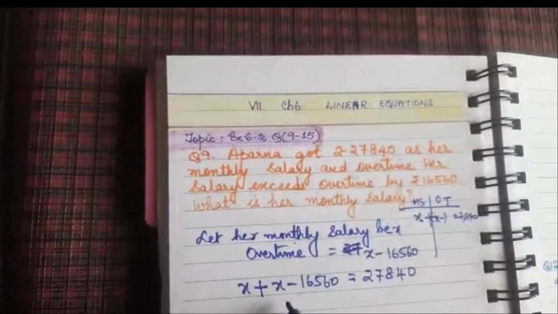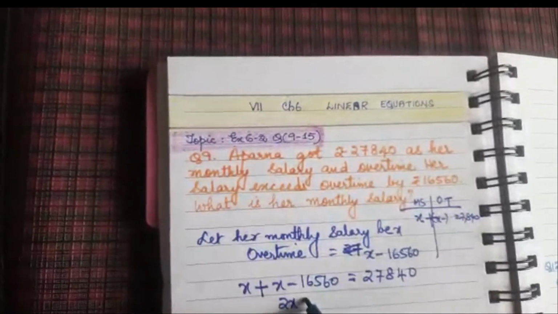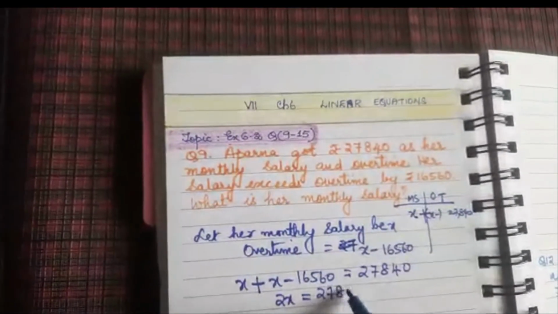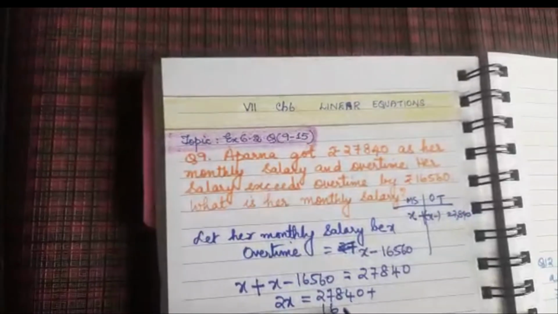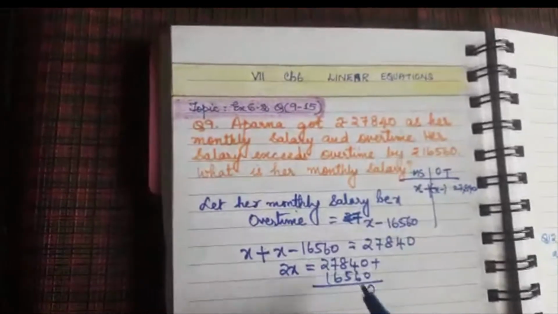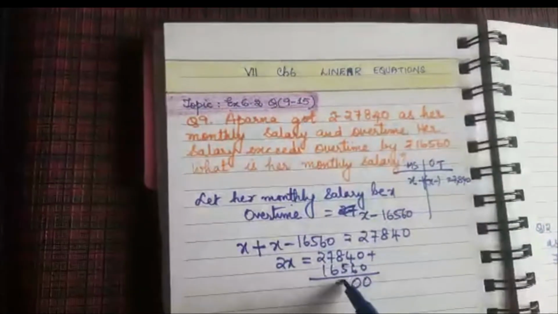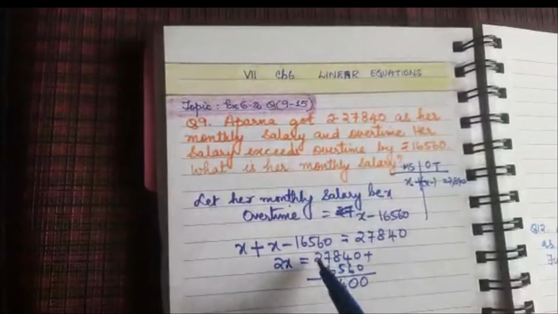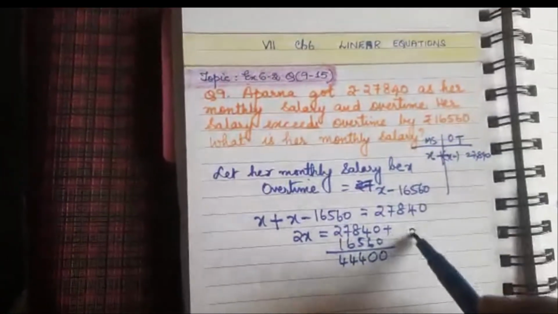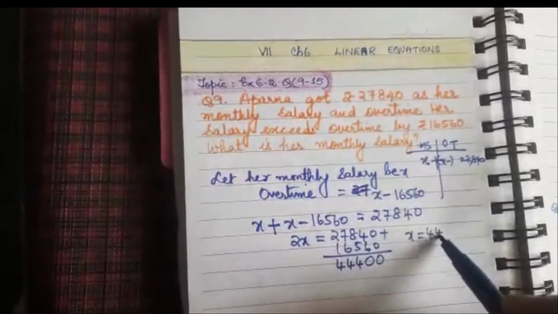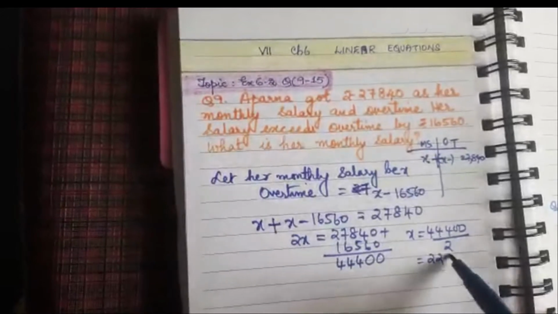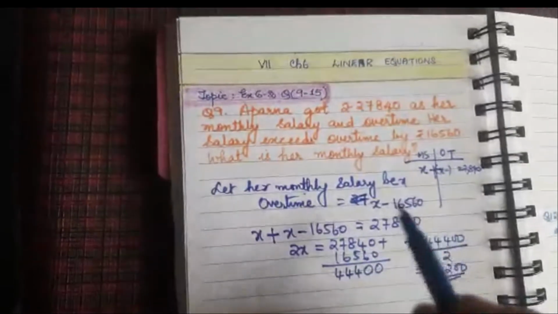So how many X are there? 2X. And the number will go to the other side, so minus will become plus. So it is 27,840 plus 16,560. So how much? It is 44,400. So 2X is 44,400. So what is X? X is equal to 44,400 upon 2, that is 22,200.